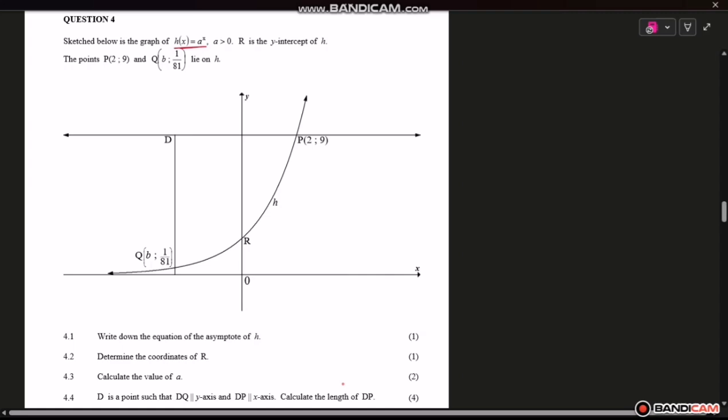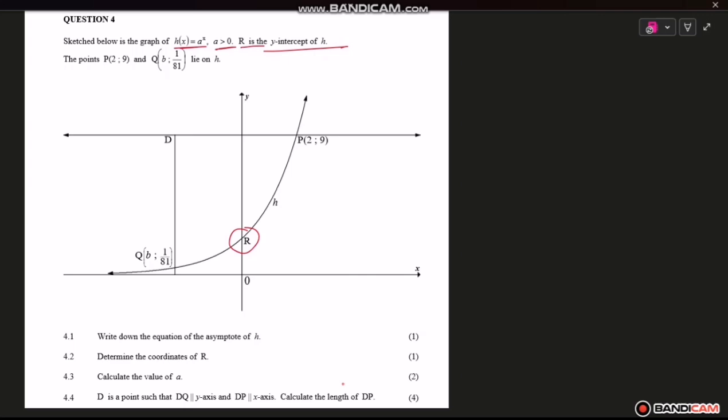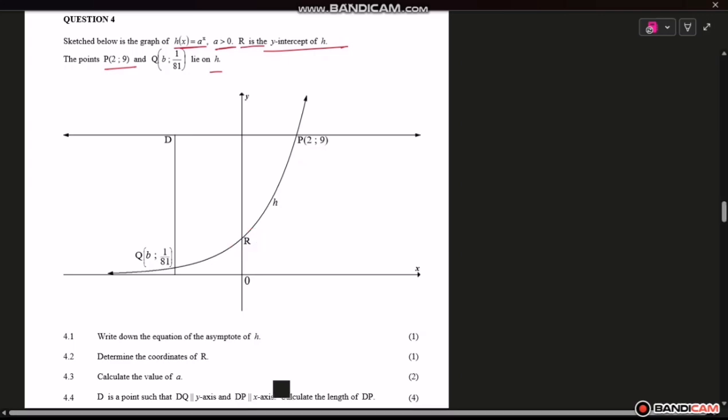I'm tired. h of x equals a to the power x, and they told us that a is greater than 0, and that is an exponential function. Then r is the y-intercept of h, as you can see, here's r. Then they say that p and q, where's q, here's q, lie on h. I hope that makes sense. It's not something that I must explain, it's straightforward, written in the statement.